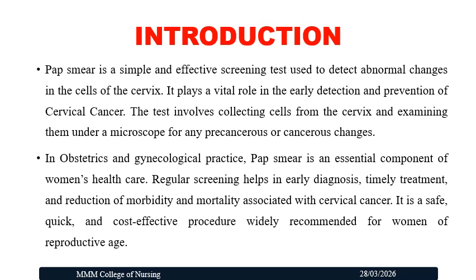Introduction. Pap smear is a simple and effective screening test. It is used to detect the abnormal changes which happen in the cells of the cervix. It also plays a vital role in the early detection and prevention of cervical cancer. The test involves collecting the cells from the cervix and examining them under the microscope for any precancerous or cancerous changes. In obstetrics and gynecological practice, Pap smear is an essential component of a woman's health care.